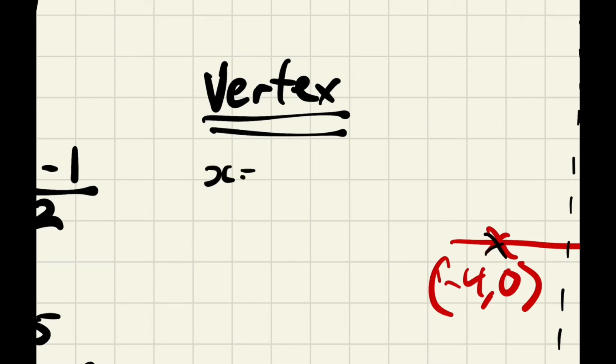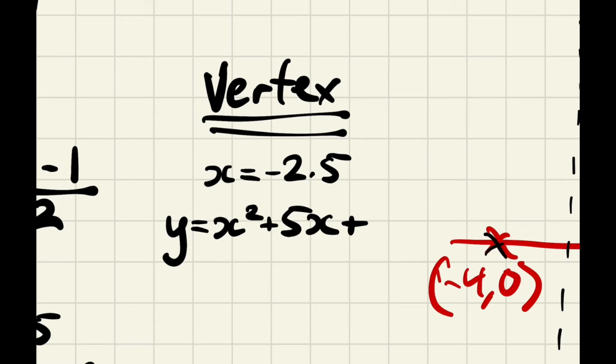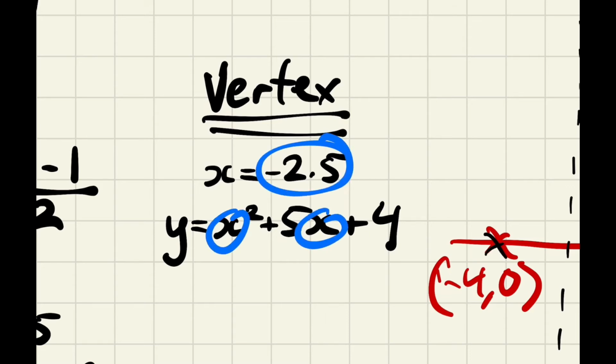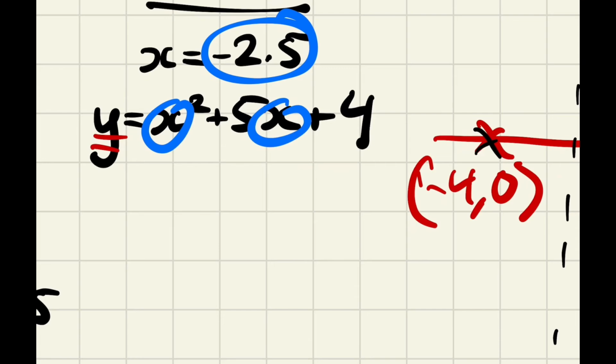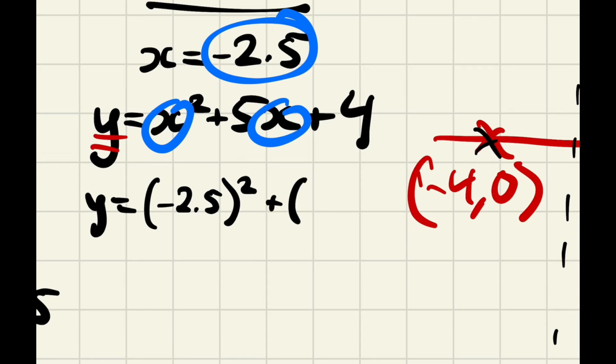So we know our axis of symmetry is -2.5. We know our quadratic equation, or parabola we're graphing, is y is equal to x squared plus 5x plus 4. So all we're going to do is substitute -2.5 in for x to find out what y is equal to at that particular point. So let's do exactly that. So here what we'll have is y is equal to -2.5 squared plus 5 times -2.5 plus 4.